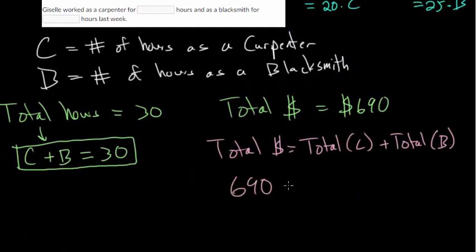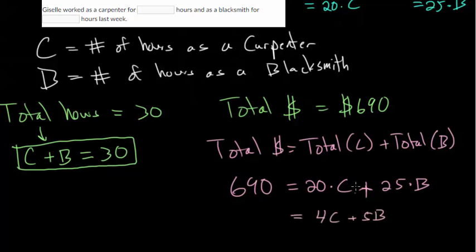It's this 690, and the total as a carpenter, that was that 20 times C, since it's $20 an hour, and C is the number of hours, plus the total as a blacksmith, $25 an hour, times the number of hours as a blacksmith. So we've got our two equations, and we can solve these. Now notice this one, they all end in 0 or 5, so let's divide everything by 5. You have 4C here plus 5B, just to make our numbers smaller.